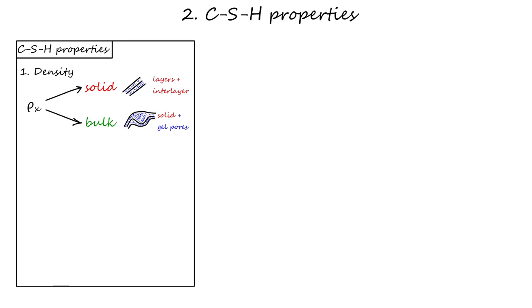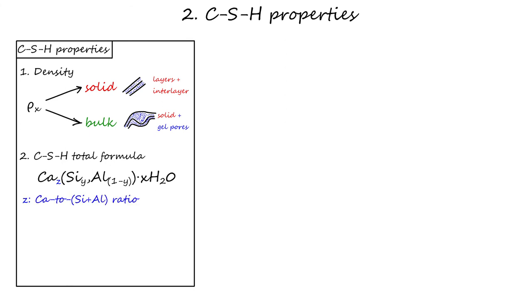Secondly, we can also obtain the total formula of CSH, which reads calcium Z, silicon Y, aluminium 1 minus Y with X water included. Z denotes the calcium to silicon and aluminium ratio, Y the silicon to silicon and aluminium ratio, and X the water content, expressed as ratio to silicon and aluminium.